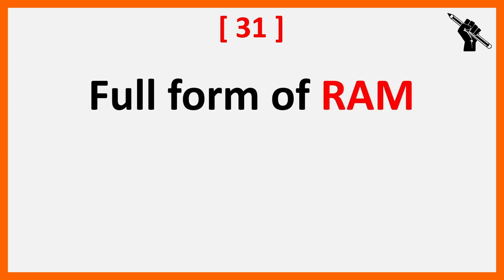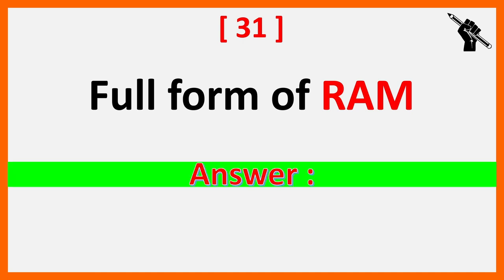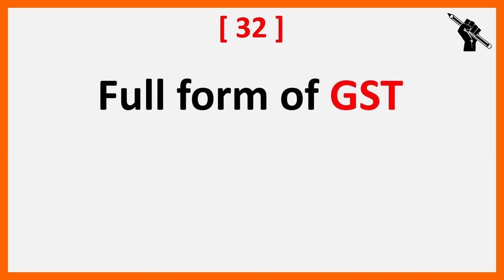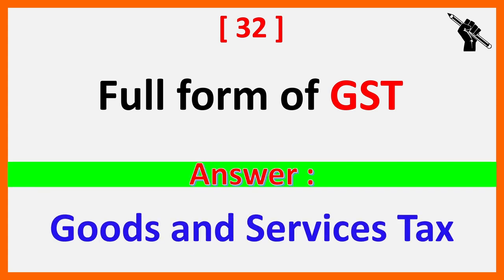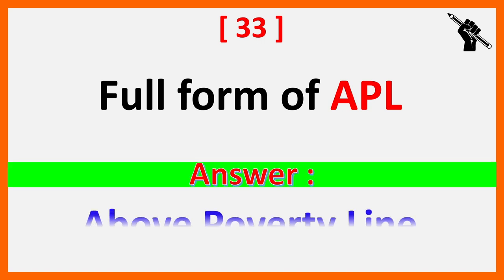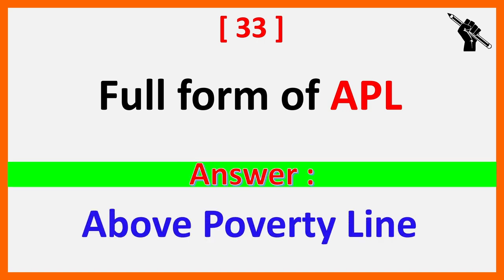Full form of RAM. Answer: Random Access Memory. Full form of GST. Answer: Goods and Services Tax. Full form of APL. Answer: Above Poverty Line.